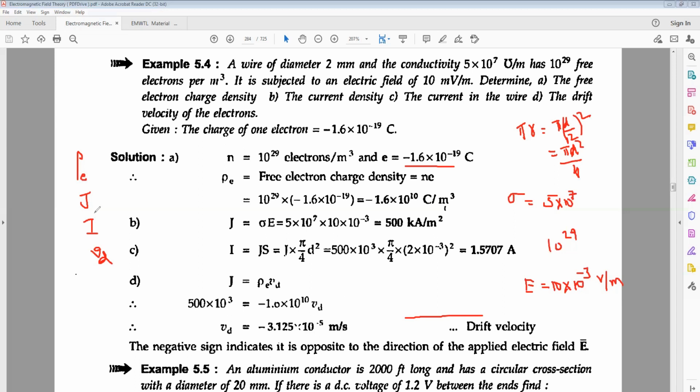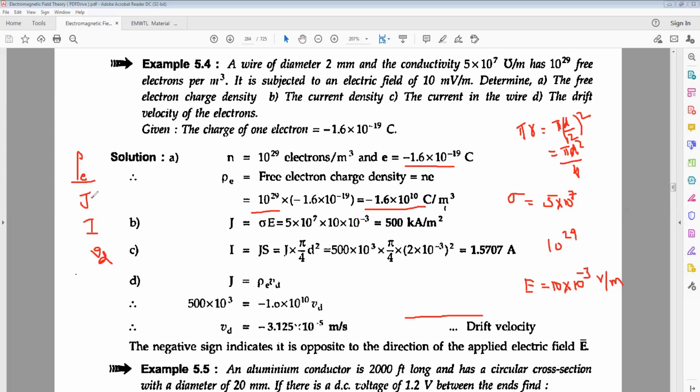Therefore, the first one is the free electron charge density. Rho E is equal to N into E. N is given, and E is 1 electron, equal to minus 1.6 into 10 power of minus 19 coulombs. So free electron charge density is equal to 10 power 29 into minus 1.6 into 10 power of minus 19. We'll get minus 1.6 into 10 power of 29 minus 19, which is 10 power 10 coulomb per meter cube.